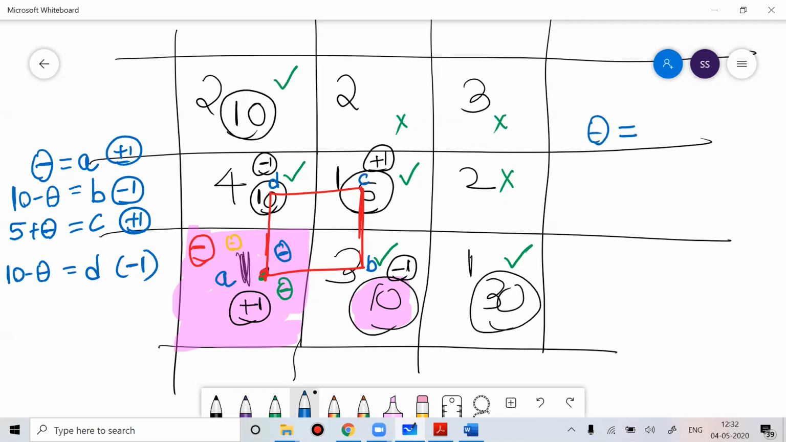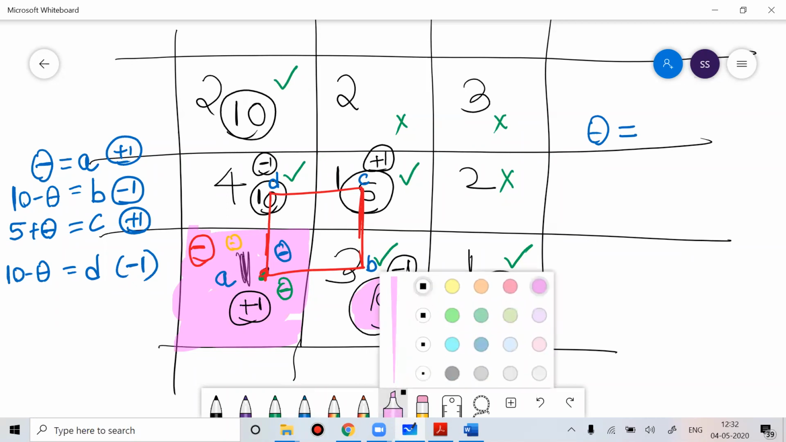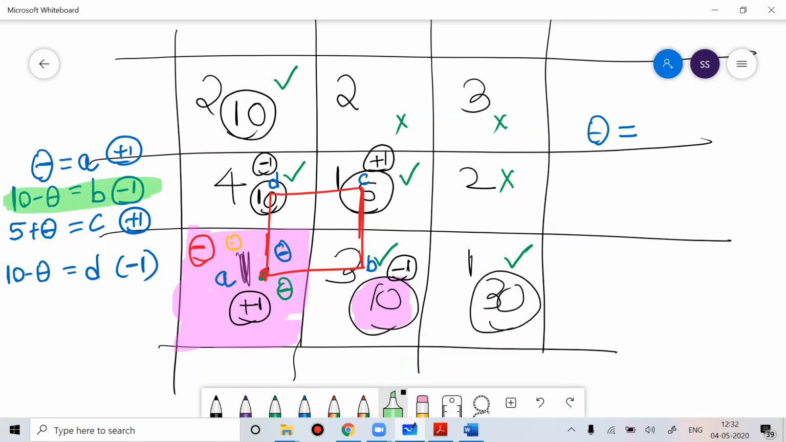So what value will we assign to theta? For assigning a value to theta, you look at all the values which are negative, and you assign the lowest value to theta. The minimum value is the same for both B and D. So theta would be equal to 10.